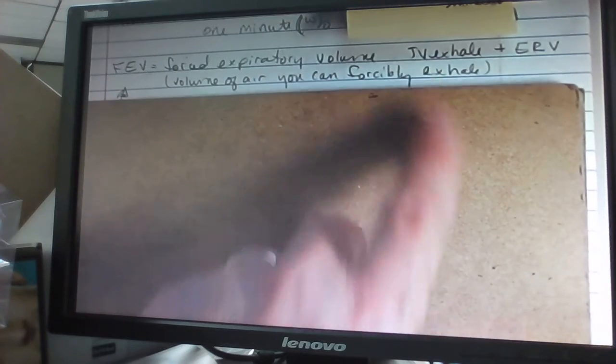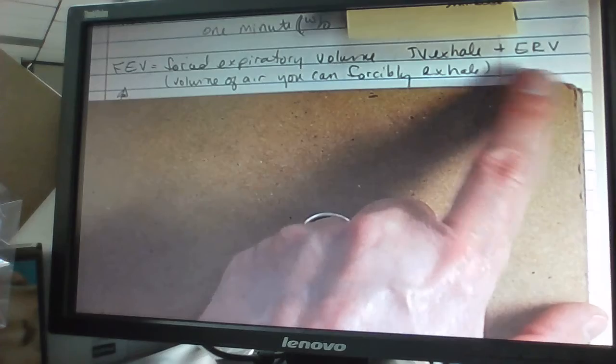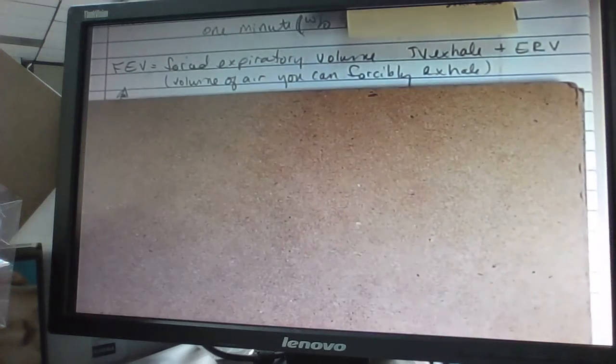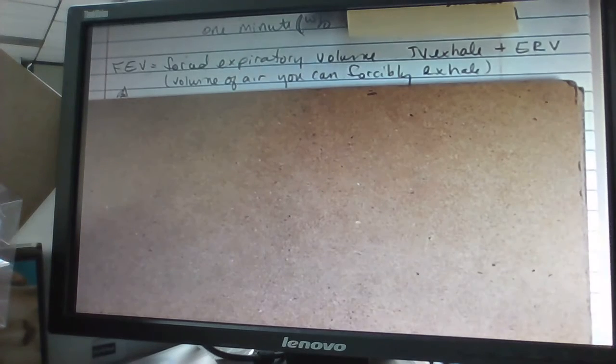So you have your tidal volume exhale and your expiratory reserve volume. So what you normally exhale and then what you can exhale after that. So it's your total exhale, normal plus the forced. And this gives our respiratory therapists, it gives our doctors an idea if there's any kind of an obstruction and if you're having difficulty with inhaling and exhaling.